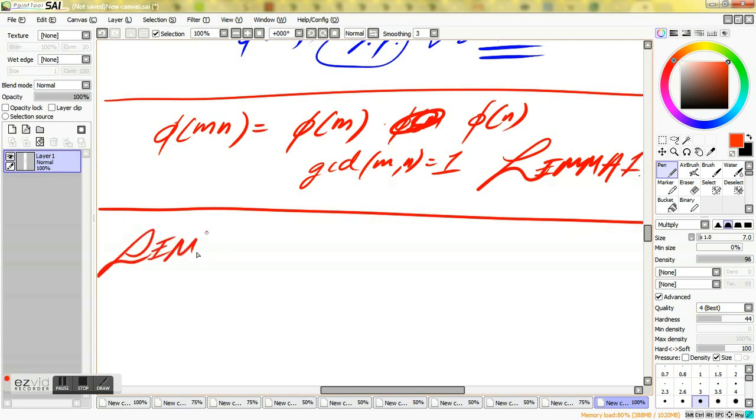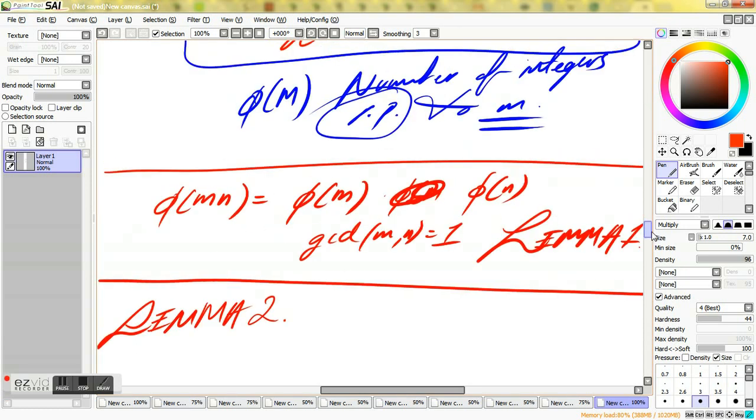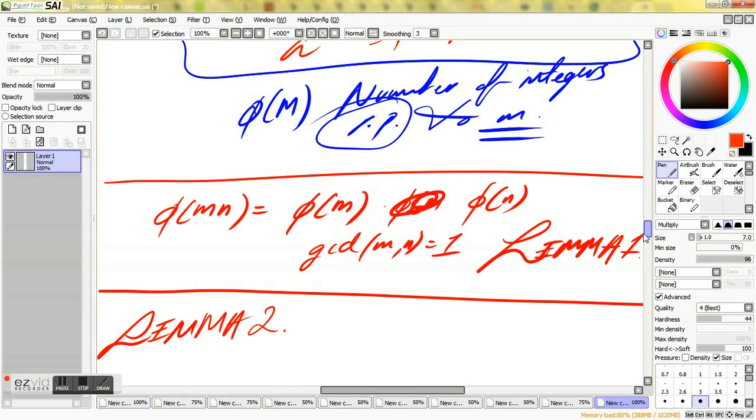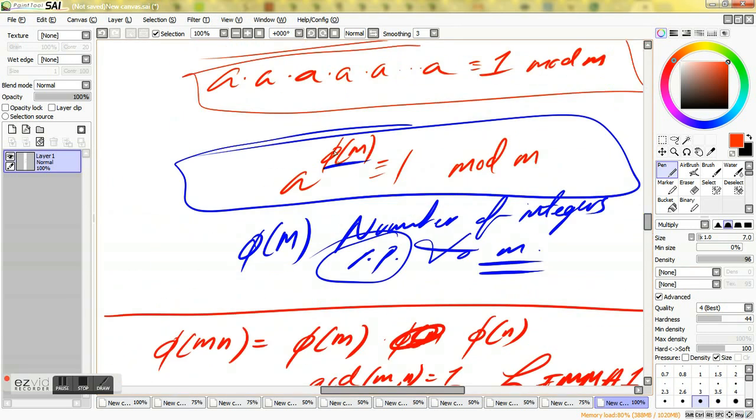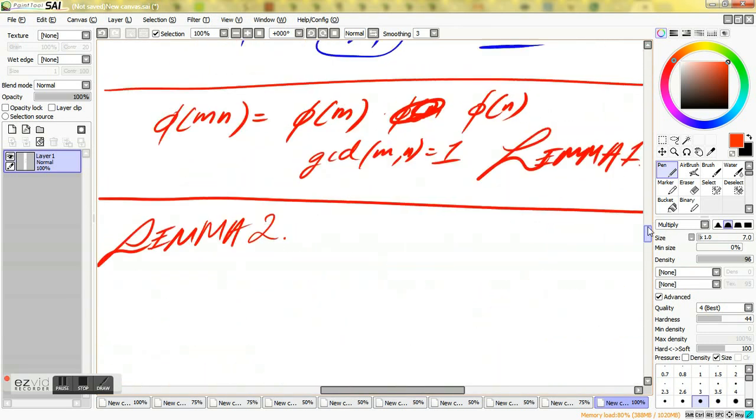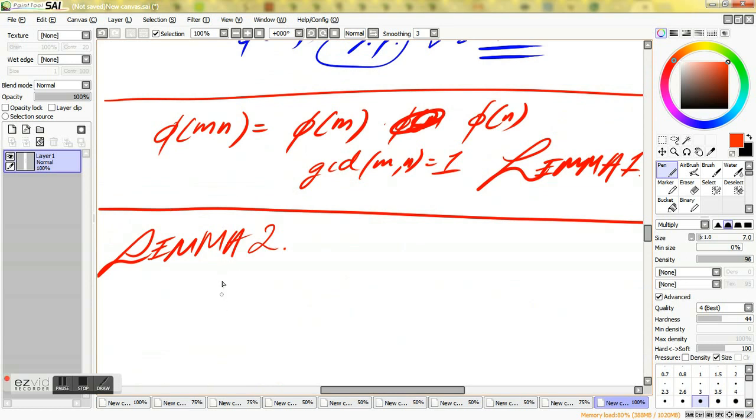This is lemma 1, and then lemma 2. We're trying to prove an expression. We're going to prove the validity of an expression to give phi of m in closed form. Now lemma 2 is that phi of p to the k, where p is some prime, is equal to p minus 1 times p to the k minus 1.